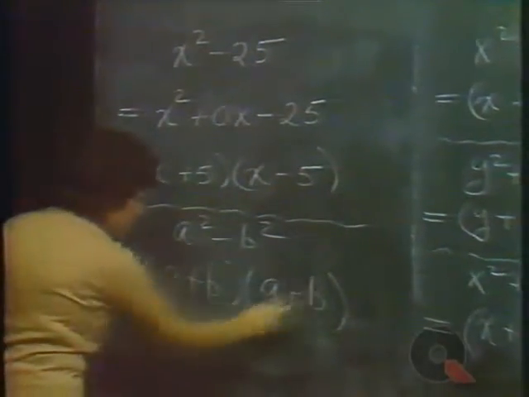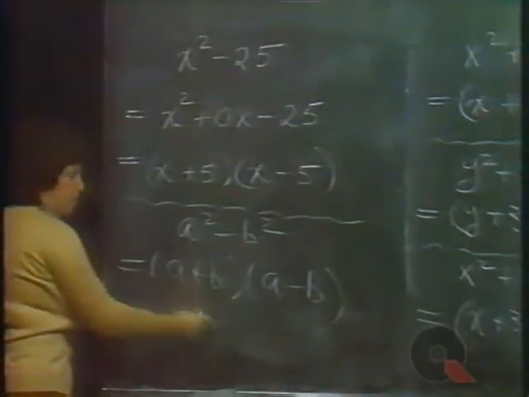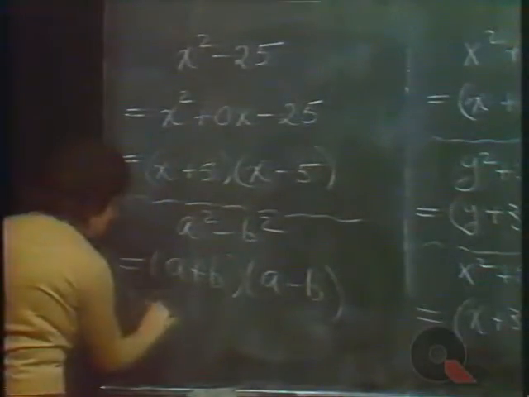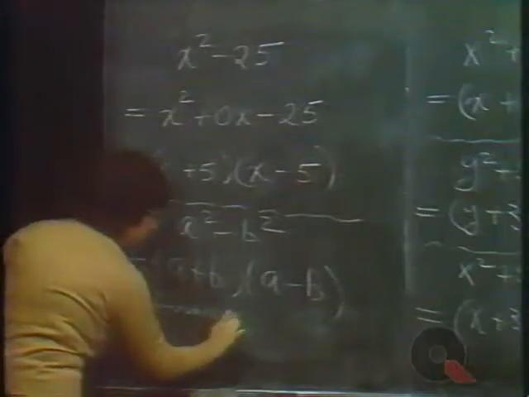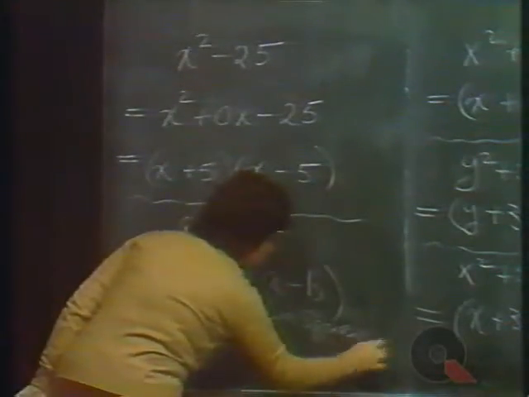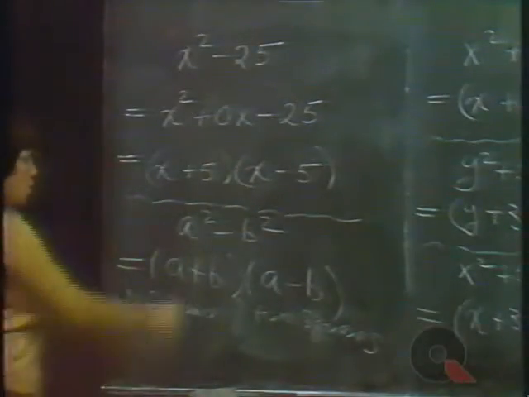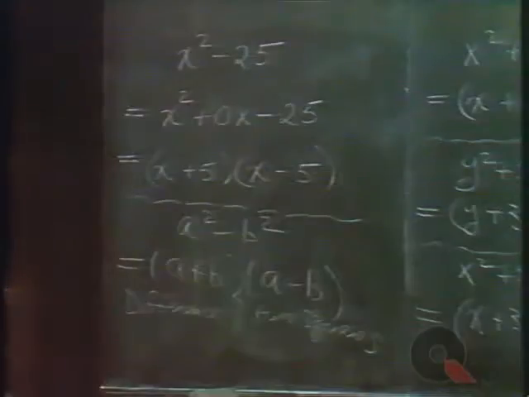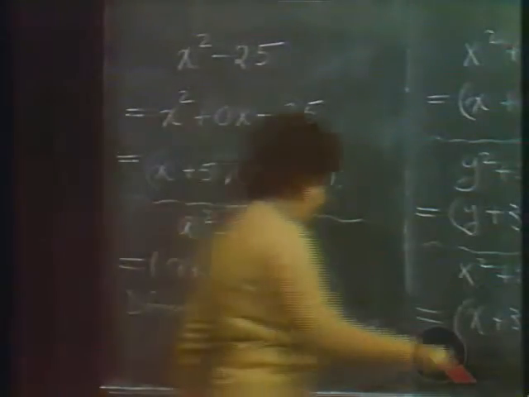A squared minus ab plus ab, that drops out, minus b squared. If you have the difference of two squares, you simply write it as one number plus the other and then times one number minus the other. Let's try some examples using this idea.